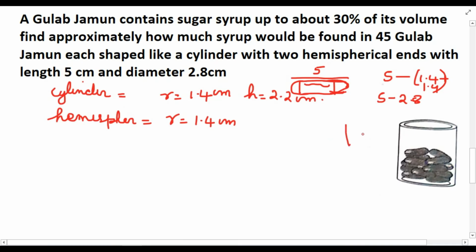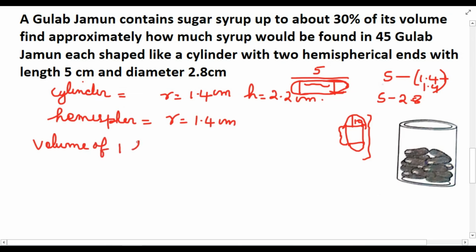So the gulab jamun is in the shape of a cylinder with 2 hemispherical ends, and they have given the diameter as 2.8. So radius will be 1.4. Again we need to find the total length of the gulab jamun. They have given it as 5. So we need to find the length of the cylinder, the height of the cylinder. Since this will also be 1.4, I have subtracted 5 minus 2.8, which is equal to 2.2 centimeter.